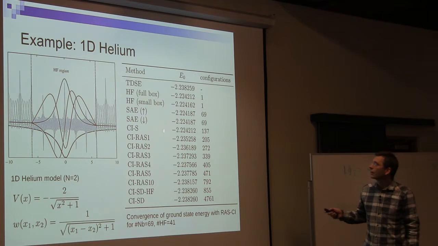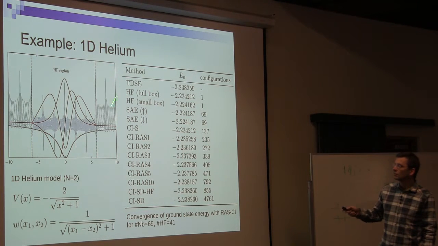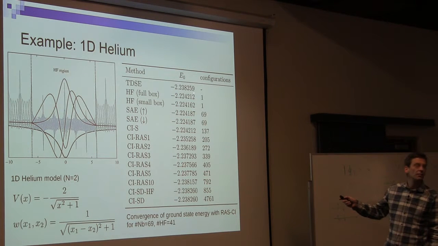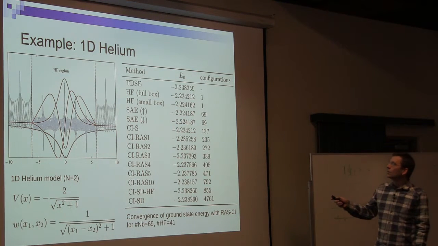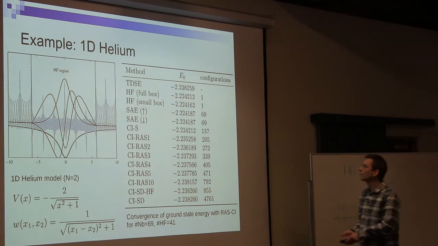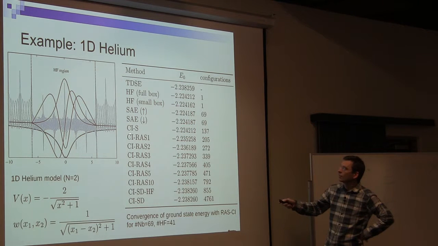So here's an example of the convergence. This is now just a test example: 1D helium, this is the attraction, this is the repulsion between the two electrons, this is the energy of the ground state obtained from the TDSE. And then we do Hartree-Fock in the big box and in the small box, and then we do these different approximations here, like single active electron, configuration interaction singles, configuration interaction with a small active space, larger active space, and so on and so forth.